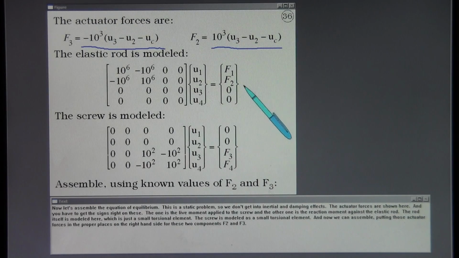The rod itself is modeled here, which is just a small torsional element. The screw is modeled as a small torsional element, and now we can assemble, putting those actuator forces in the proper places on the right-hand side for these two components, F2 and F3.